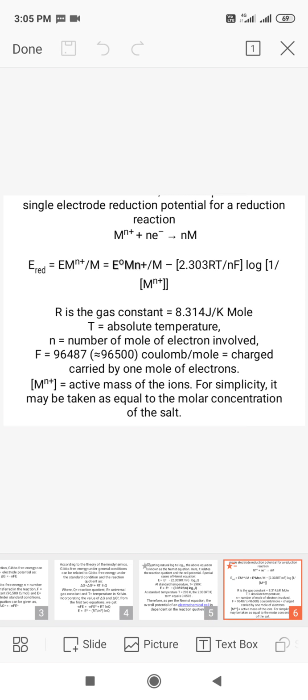Here, in the above equation, R is the gas constant. As usual, I already told you its value is 8.314 joules per Kelvin per mole. T is the absolute temperature, usually substituted in Kelvin. n is the number of electrons transferred in the electrochemical reaction. Faraday is 96,500 coulombs, that is nothing but the charge carried by 1 mole of electrons. And the concentration of M^n+ ions is nothing but the concentration of the electrolyte.